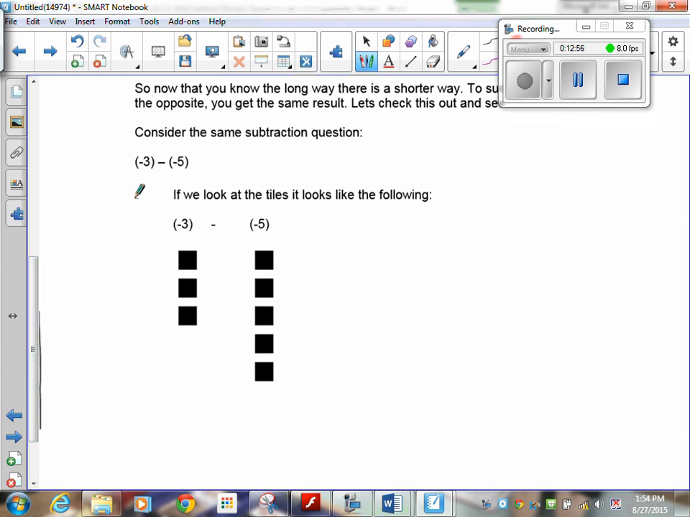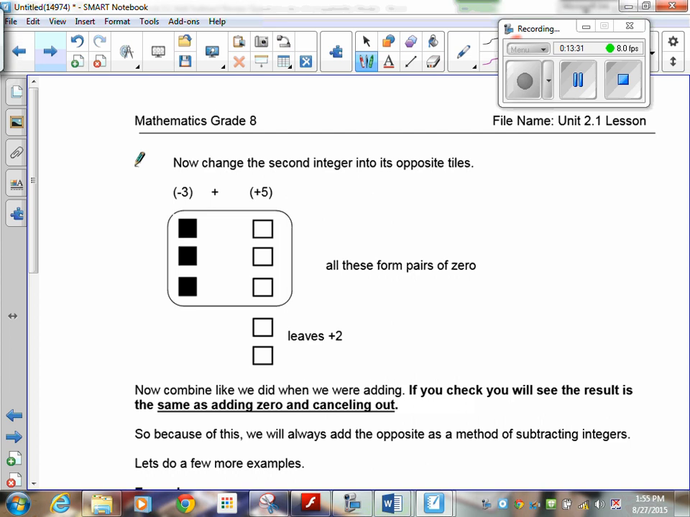Actually, let's look at the shorter way. You should have noticed that this was the question we did. Negative 3, take away negative 5, is equal to positive 2. That's what we just proved in the last question, but we did it by adding zeros. At the beginning of the lesson, I told you about subtraction being adding the opposite. So let's change and add the opposite. If we add the opposite, the question now becomes negative 3 plus positive 5.